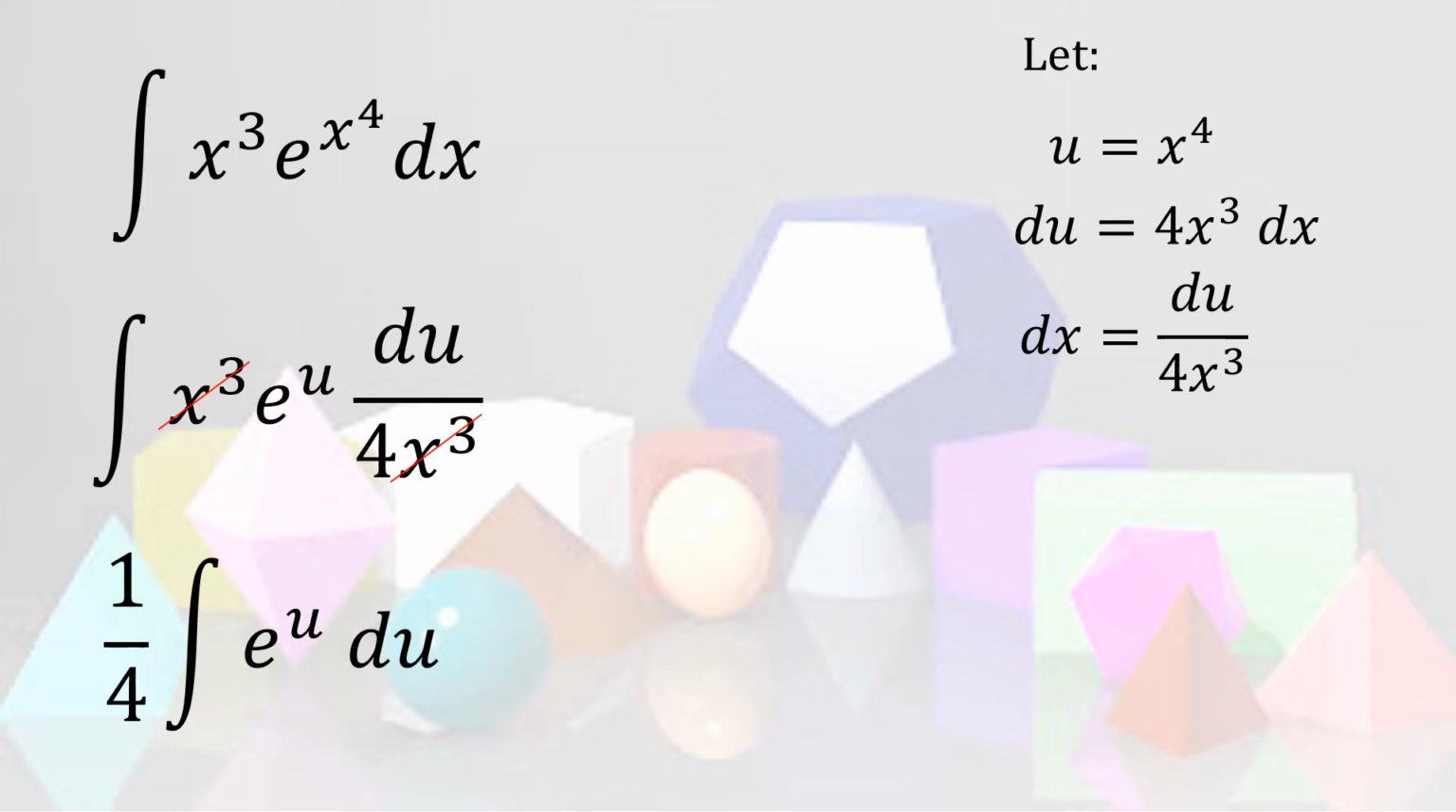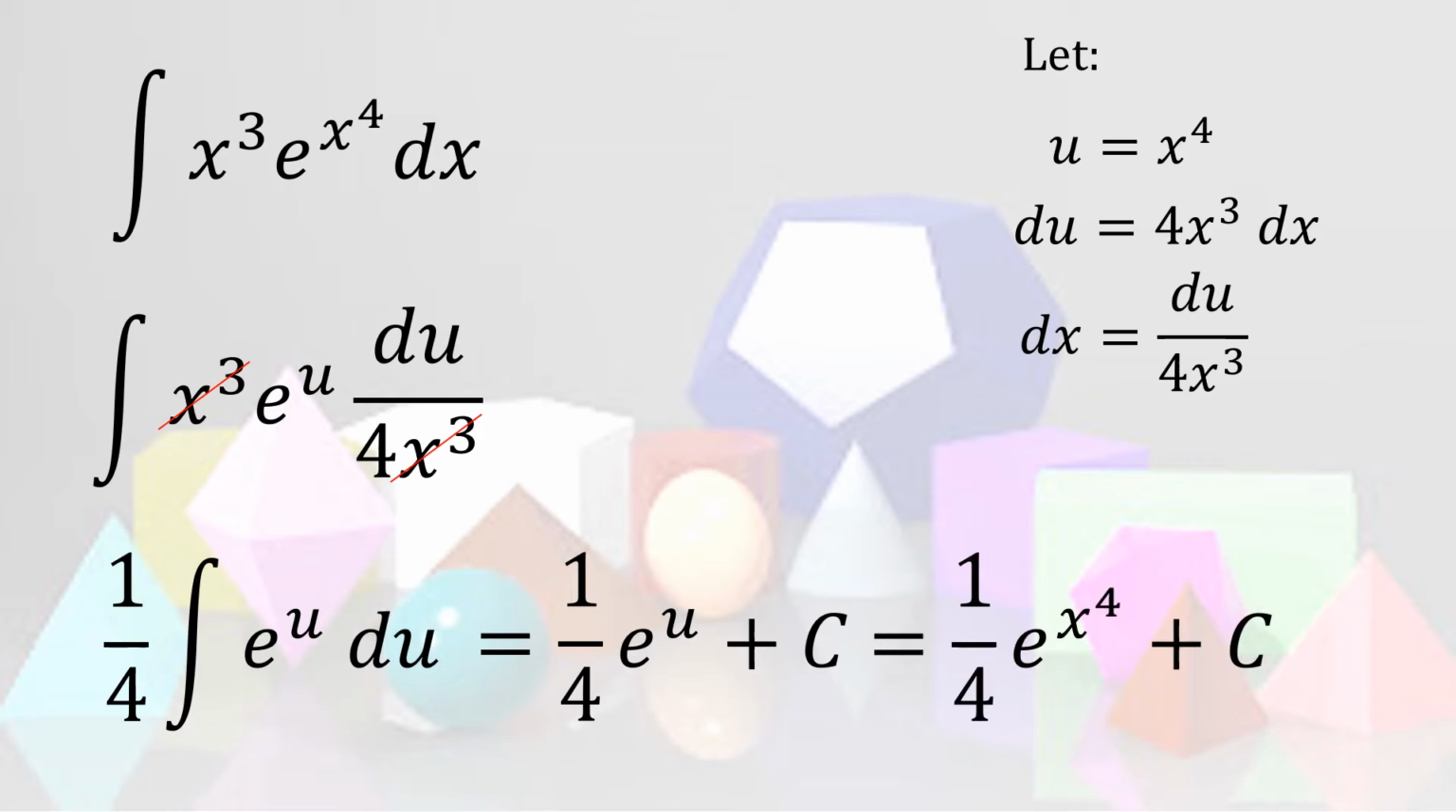And to get the integral of e to the u, it is equal to e to the u. So therefore, if we are going to multiply it by 1/4, we will be getting 1/4 e to the u plus c. Then for the final answer, we are going to substitute the value for your u, which is equal to x to the fourth. So the final answer would be 1/4 e raised to x to the fourth plus c.